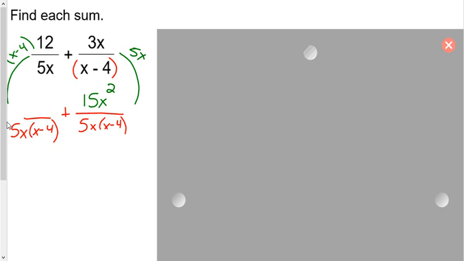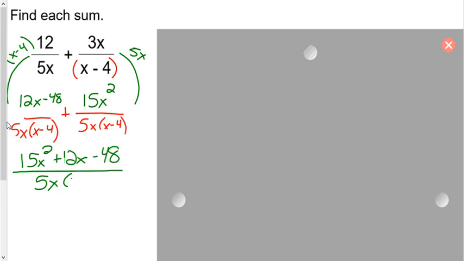Now, again, put this in parentheses because you are going to distribute. You're going to go 12 times x and 12 times negative 4. So you get negative 48. And now when we go to collect our terms in the numerator, you're going to write this in standard form. So you're going to write 15x squared first, then 12x minus 48 all over 5x times (x minus 4).